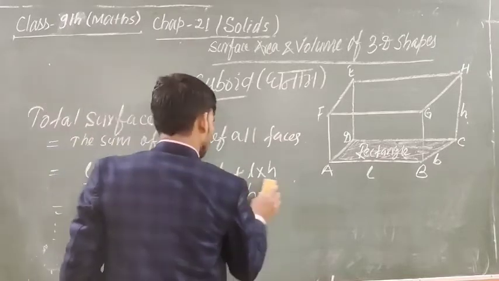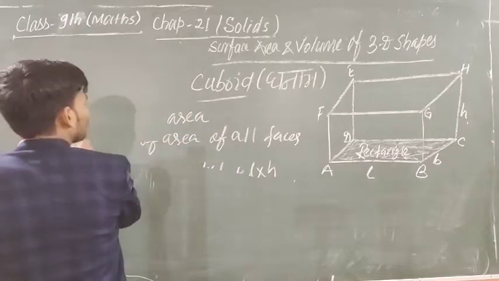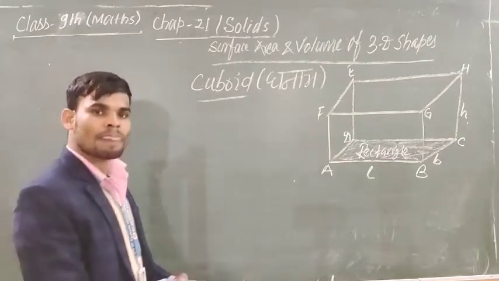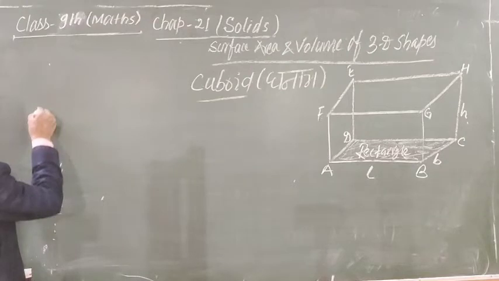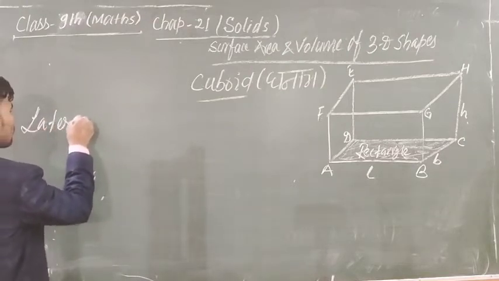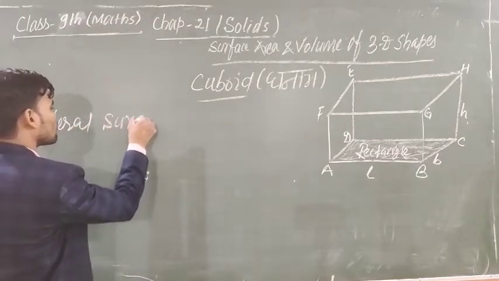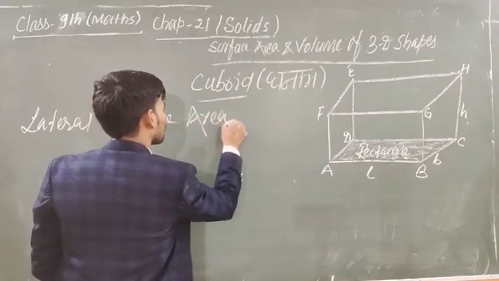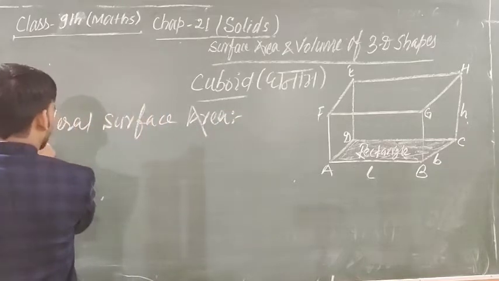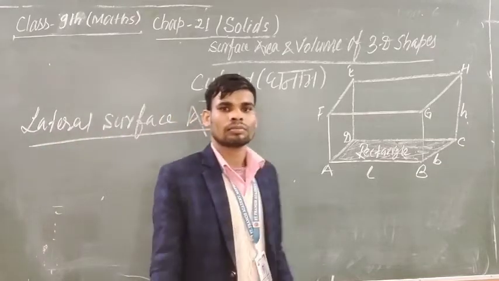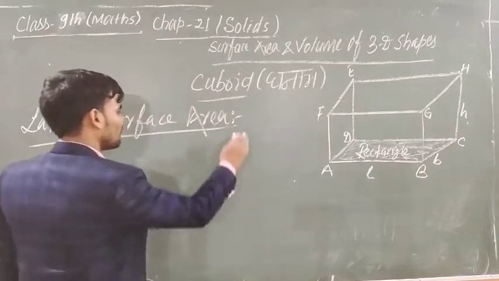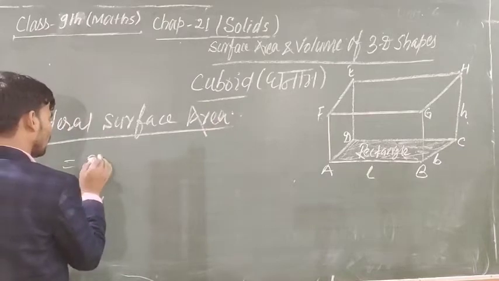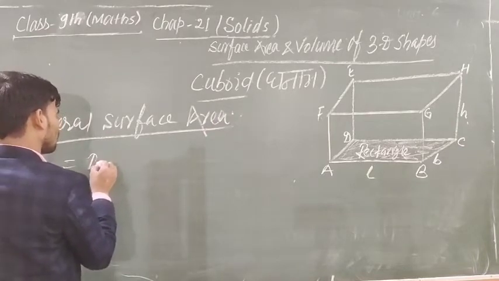After that, come to know about lateral surface area. Okay? Lateral surface area. What is this lateral surface area? Lateral surface area is the area of 4 walls. Lateral surface area is equal to the sum of area of 4 walls.